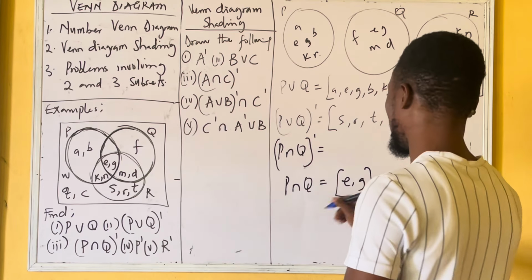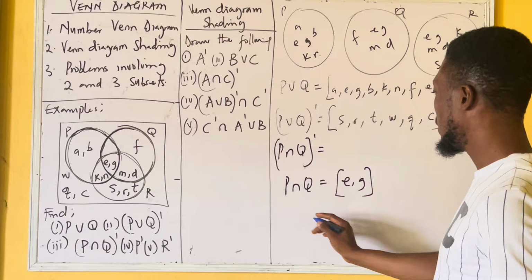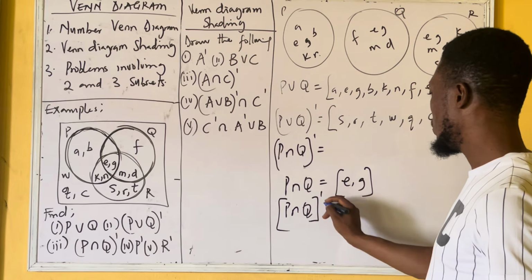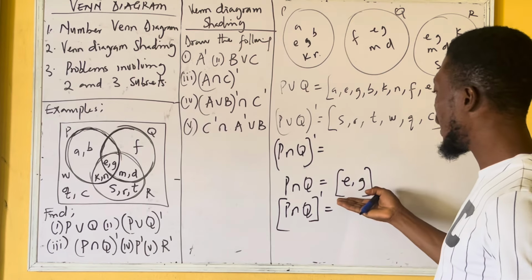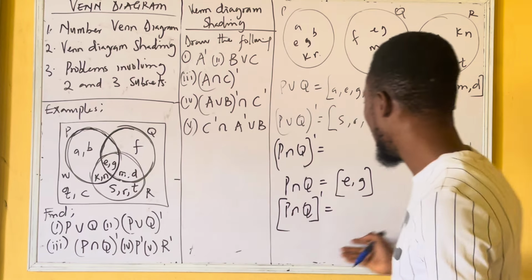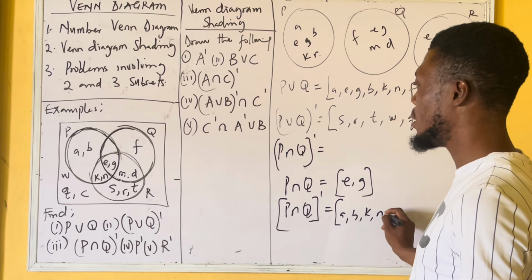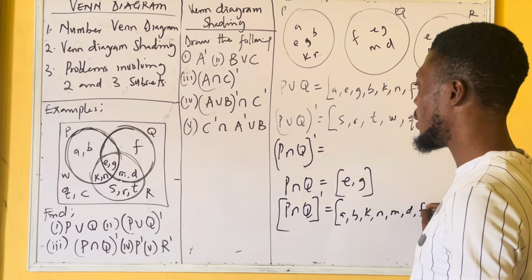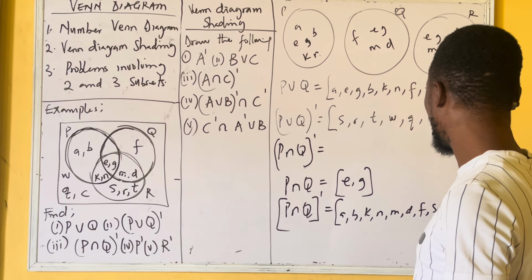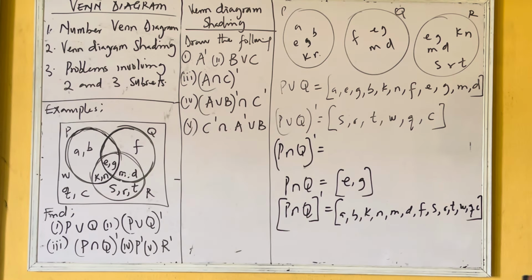That's P intersection Q. But that's not what we want. What we want to get is P intersection Q prime. So P intersection Q prime will now be everything outside EG. If I remove EG, I'm going to write every other thing outside EG. So that means I'm going to write A, B, K, N, M, D, F, S, R, T, W, Q, C. So that is P intersection Q prime.